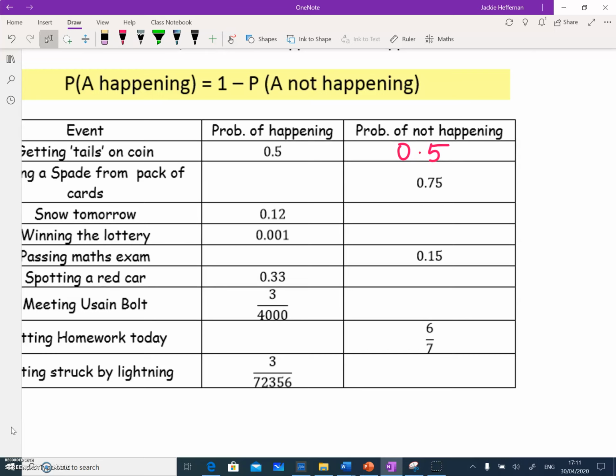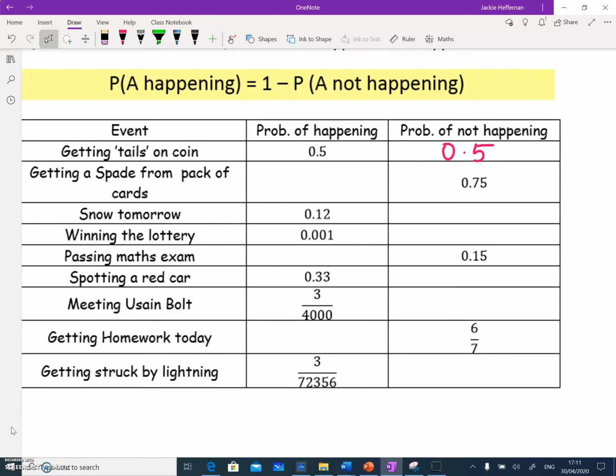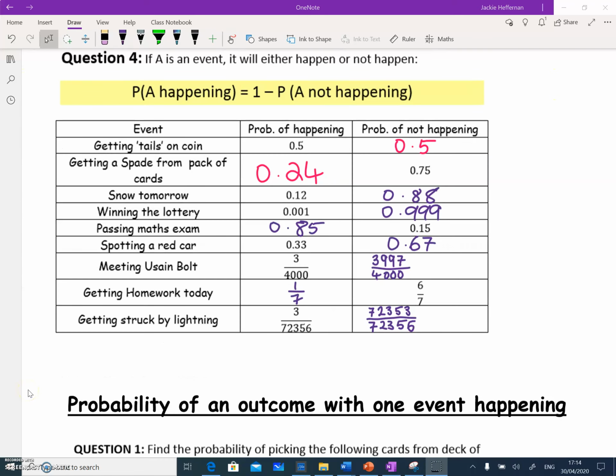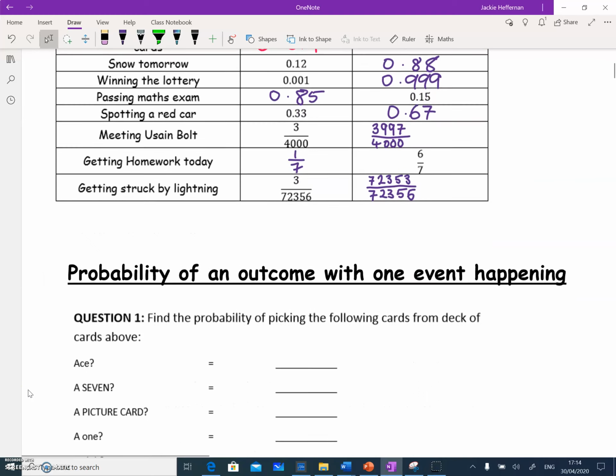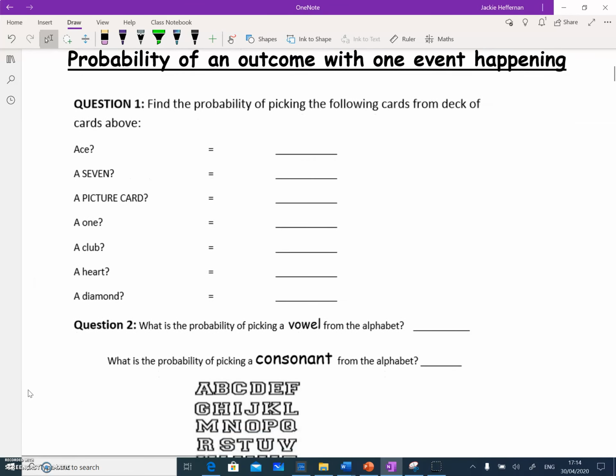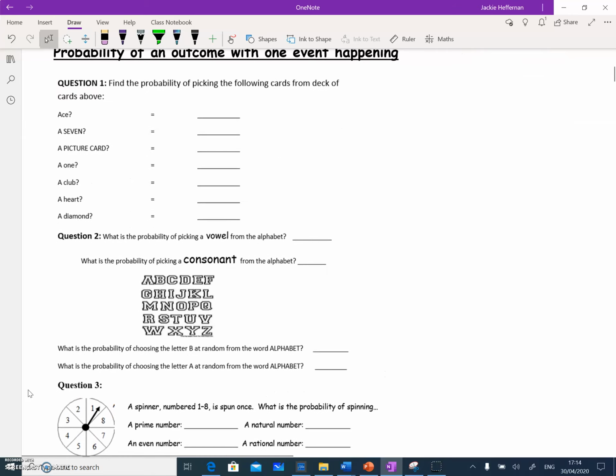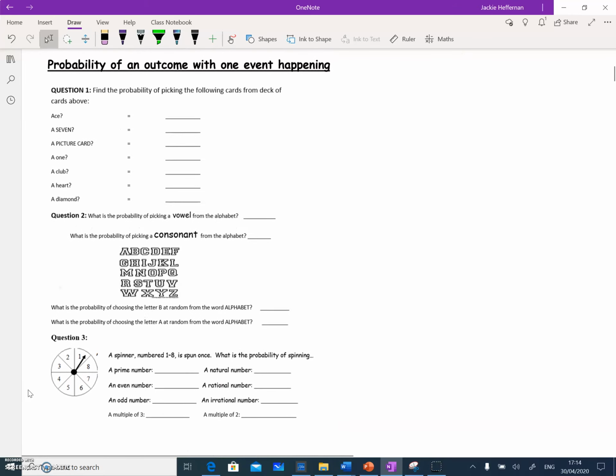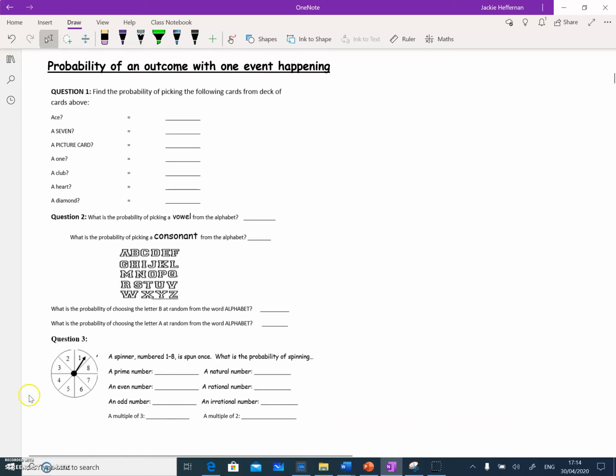The next one, the probability of getting a spade from a pack of cards. So the probability of it not happening is 0.75. So that means the probability of it happening is 1 take away 0.75, which is 0.25. Okay, pause the video here. Try the rest of them. Okay, pause again to correct your answers. Okay, pause here. Try this yourselves.